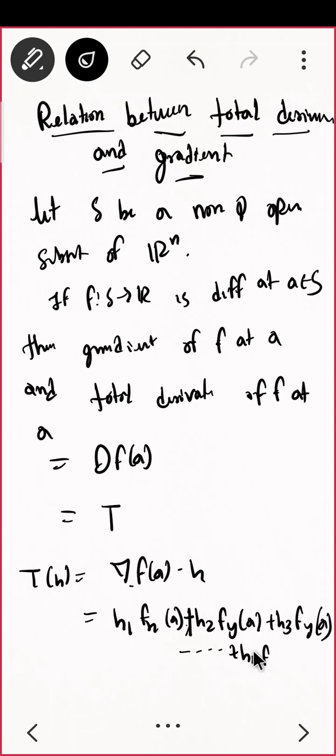Sorry, fxy नहीं लिखना चाहिए, x1 लिखता हूँ मैं, x2 लिखता हूँ, x3, this is xn at a, correct? So you can calculate the total derivative by simply this. So let us see one example of this. Actually, we had done so many questions related to that.